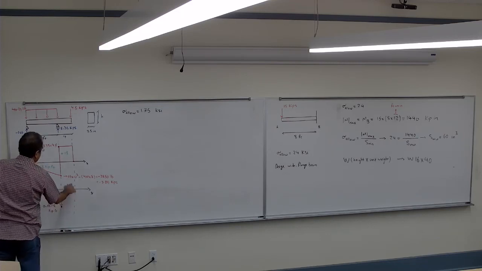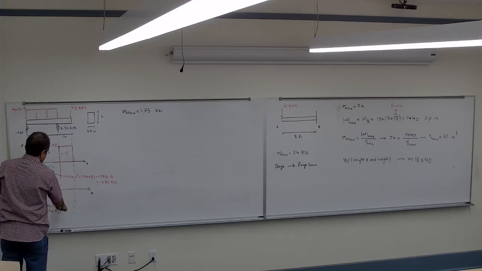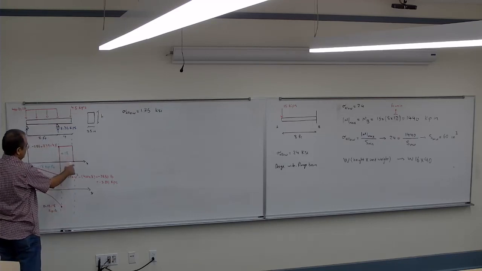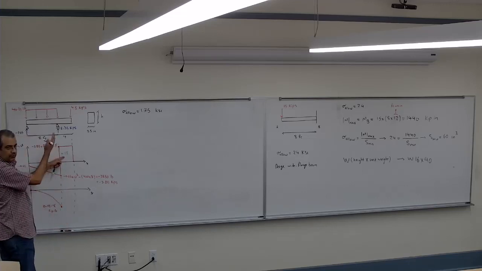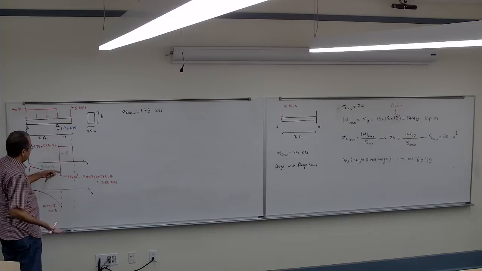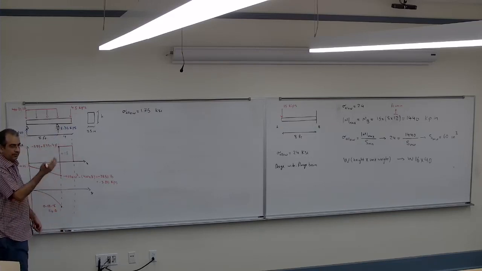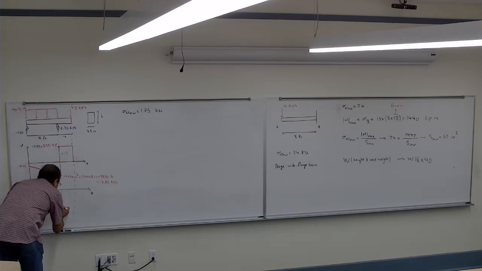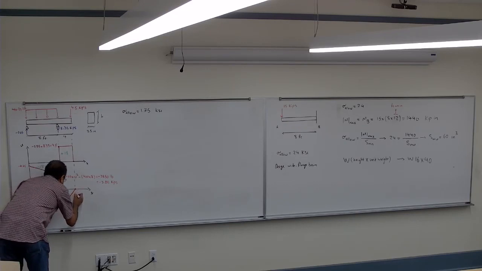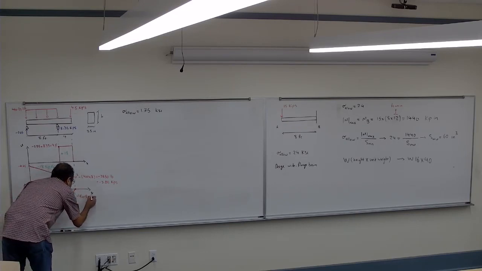From here to here, from here to here. So positive, so it moves up. And then it's constant, so it's going to be linear. Because it's constant, that would be linear. It goes linearly from here to 0. So that's going to be negative 18 plus 18 would be 0.